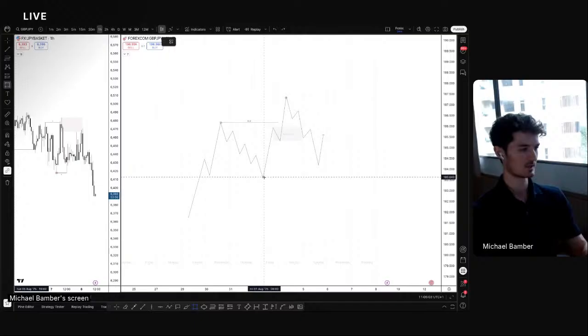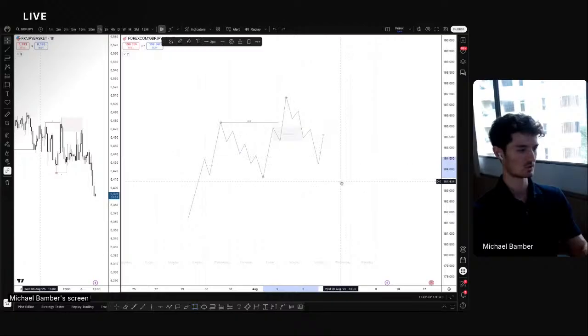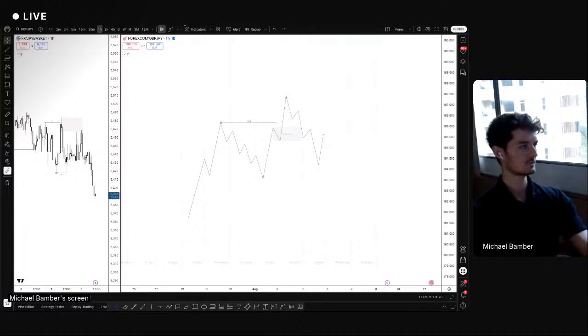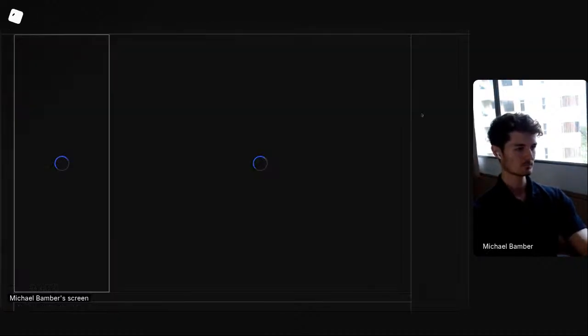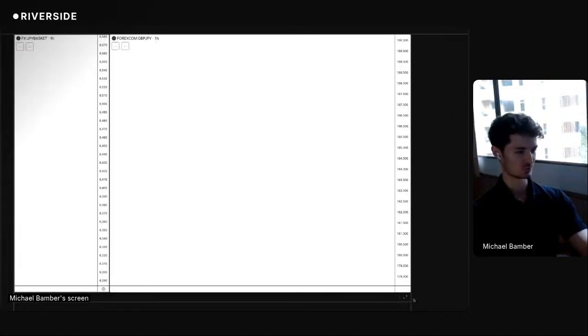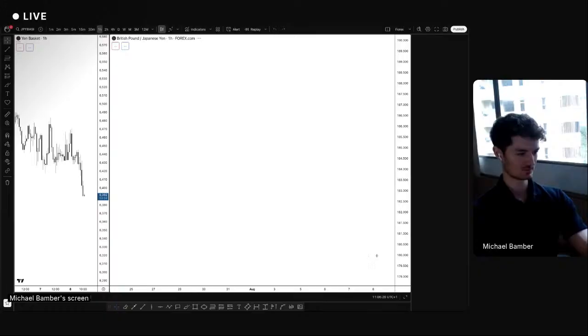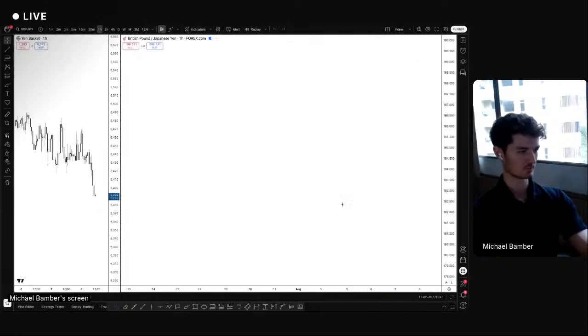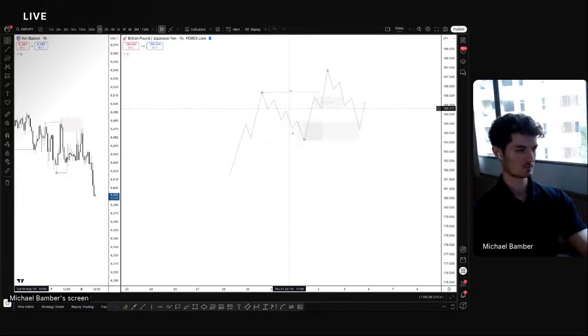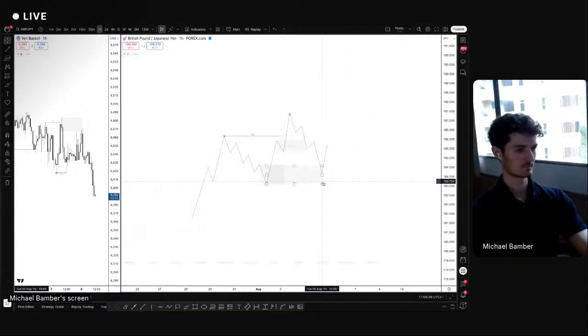The second one is the extreme OB, which is at the origin of the move. TradingView isn't allowing me to draw this on the chart for some reason. Let me just refresh this quickly. Ideally, it'd be nice to draw some drawings on, just to explain things better for you all. See if it wants to work. There we go. There we are. So, two different OBs.